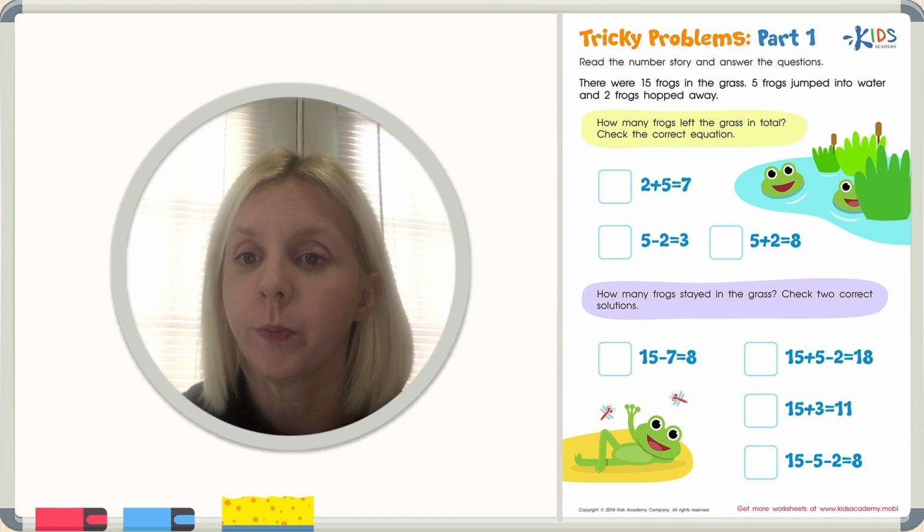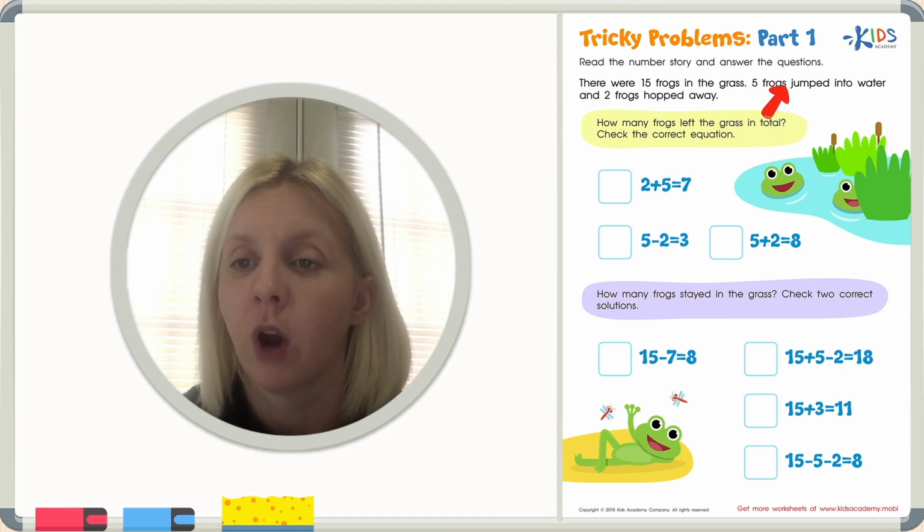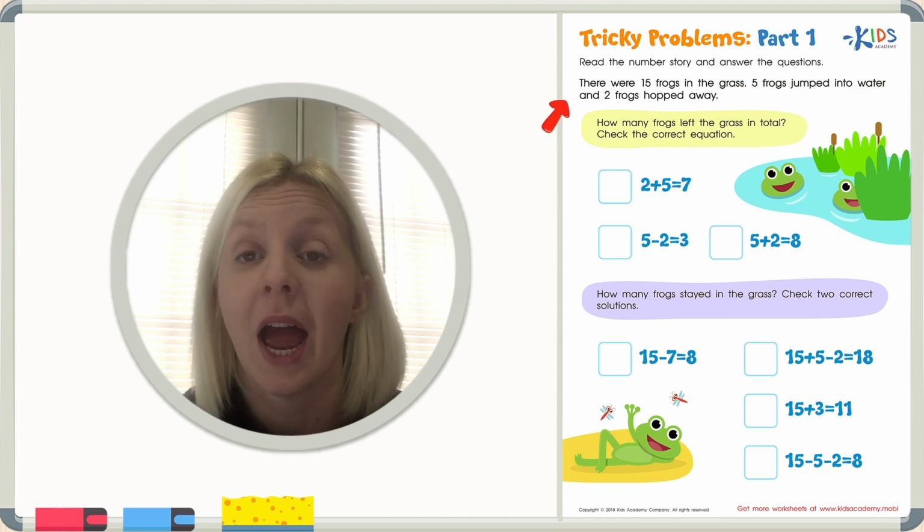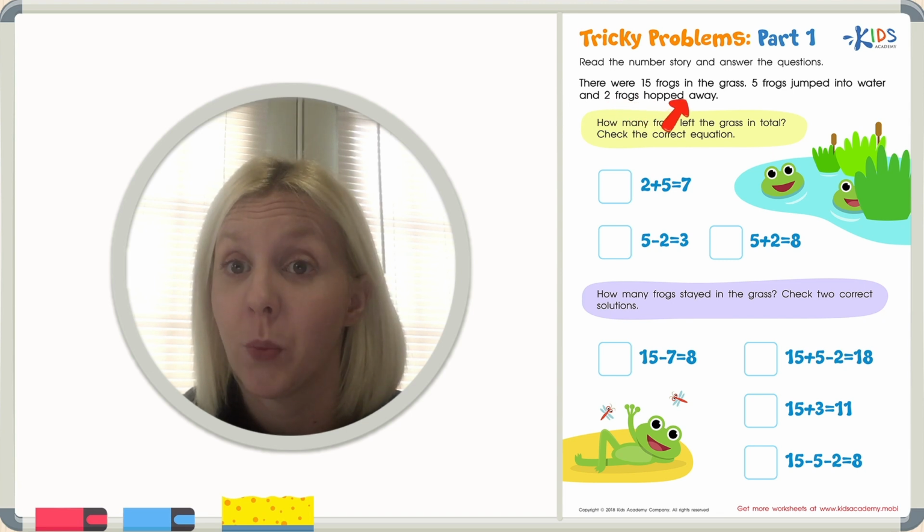Here we go. There were 15 frogs in the grass. So it's a story about frogs. 5 frogs jumped into the water and 2 frogs hopped away. Okay, so that was the first time.